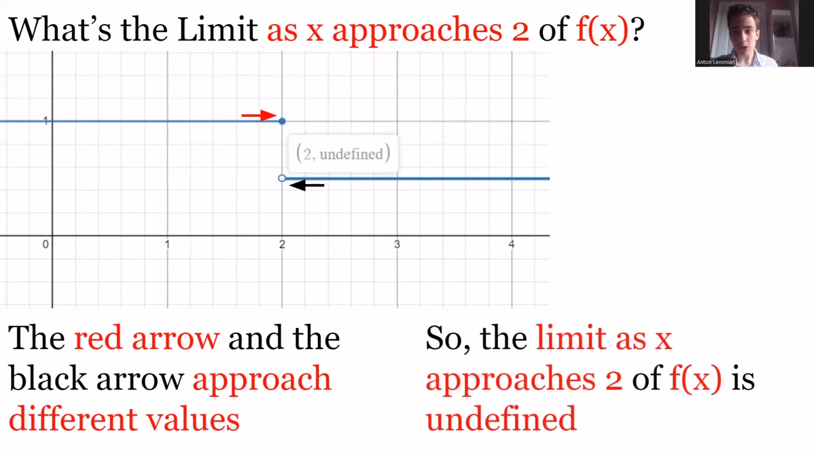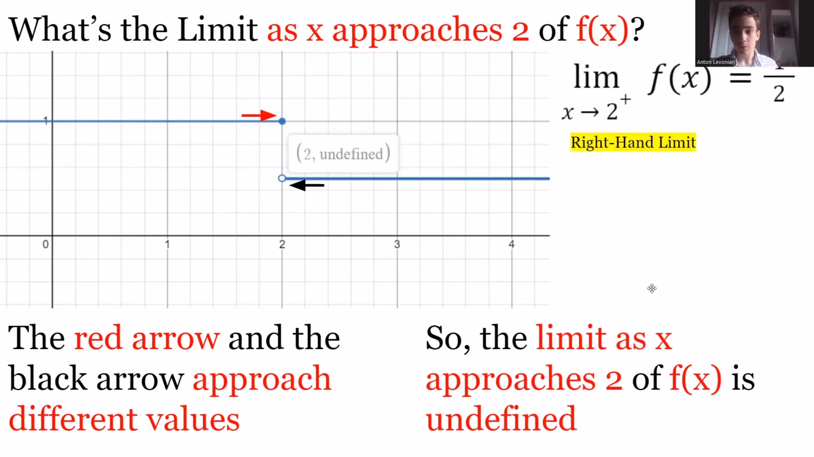Now, we do have a special notation when these limits from the left and from the right diverge or don't have the same value. In this case, we have a special notation for the right-hand limit. It's just the same as a normal limit, except we add a plus to the upper right corner of the value that x is approaching. So as x approaches 2 plus, meaning as it approaches 2 from numbers that are greater than 2, we see that the limit approaches a half, and this is called the right-hand limit.